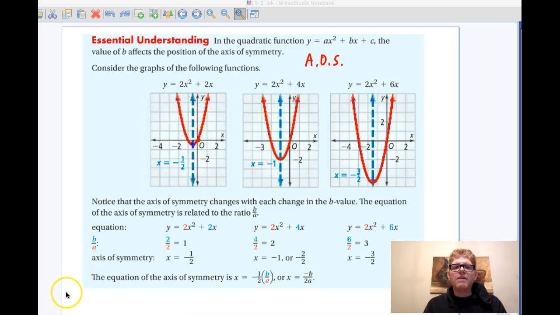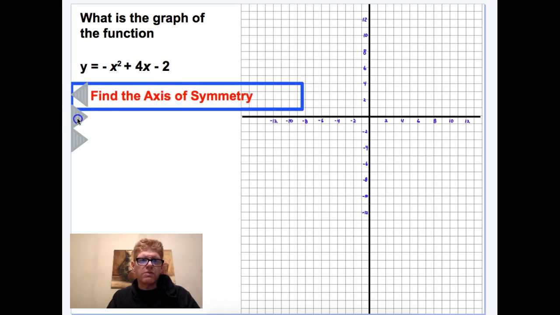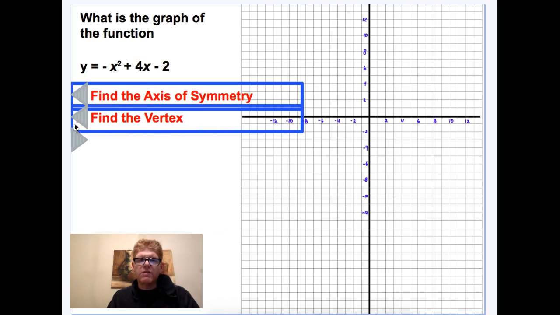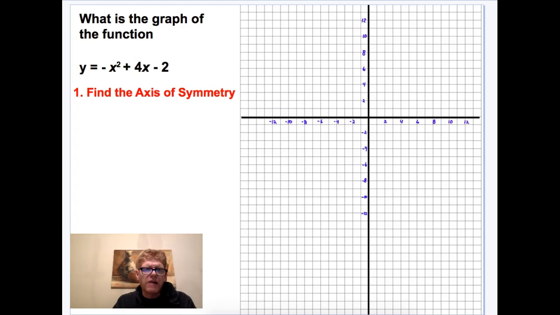So in order to find the axis of symmetry, we're going to remember this one helpful formula, negative b over 2a. That's going to help us find the axis of symmetry every time. So in order to graph our quadratic, we're going to take these 3 steps. First thing we're going to do is find our axis of symmetry. Then we're going to find the vertex. And then finally, last of all, we're going to find the y-intercept. So let's start by finding our axis of symmetry.